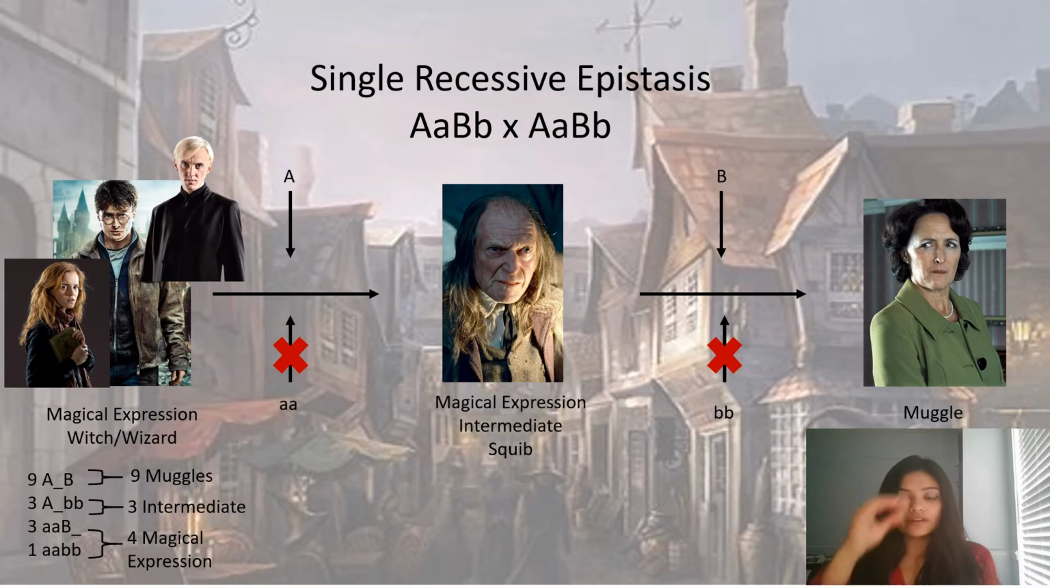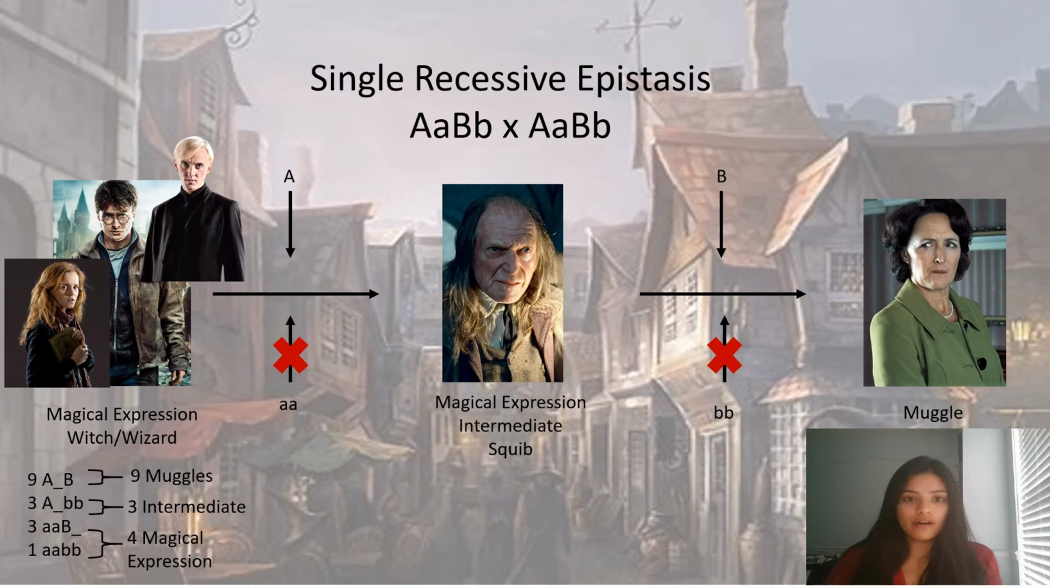So for our first one, here I have our characters Harry, Hermione, and Draco to show our magical expression, the ability to use that magic. In the middle, we have our magical expression intermediate. So I've chosen to showcase Filch, who is a known squib in the series, and that means that he has magical parents and has magical genes, he just cannot express them. And then lastly, we have Petunia Dursley showing off as our Muggles, which is a human who just does not have any magical genes or expression at all.